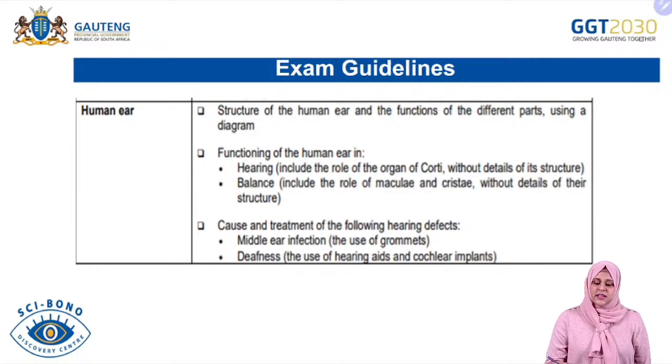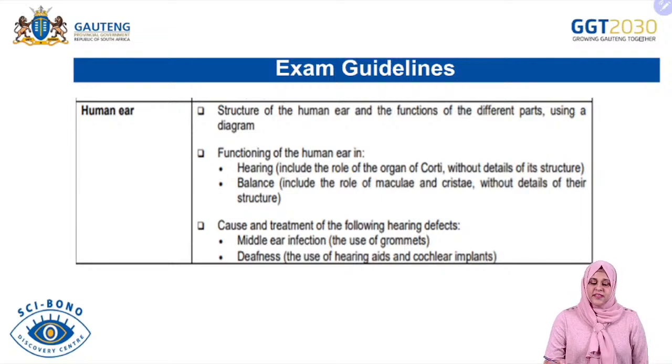The first part is the structure of the human ear and the functions of the different parts using a diagram. Then we're going to look at functioning of the human ear in hearing, the role of the organ of Corti without details of the structure. So you just need to know which organ and the receptor. Balancing, including the role of the maculae and cristae without details of their structure. And then the cause and the treatment of the following hearing defects: middle ear infections, the use of grommets, and deafness, the use of hearing aids and cochlear implants.